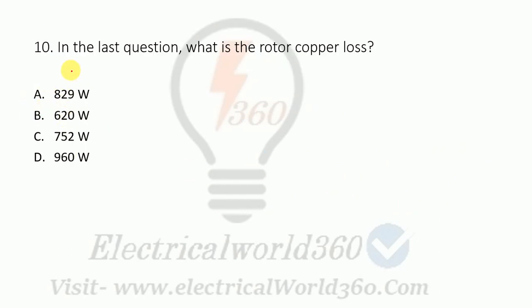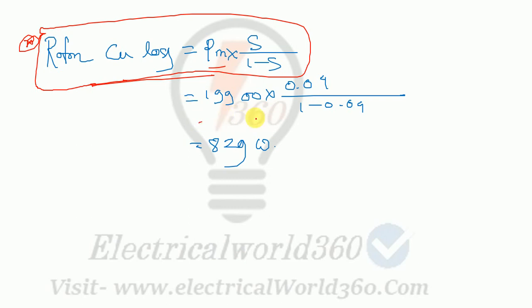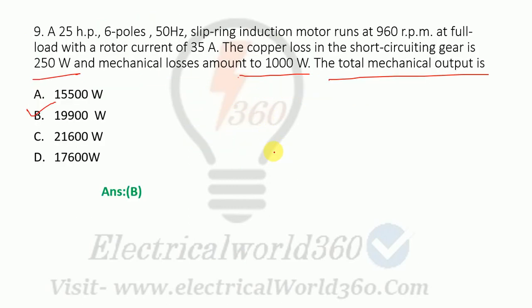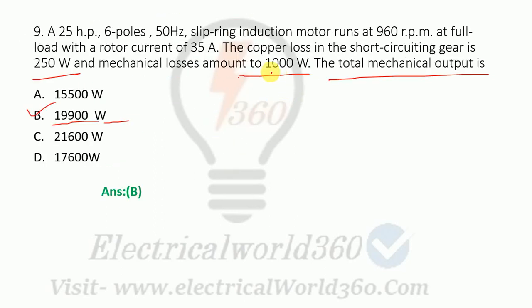This is the question number 10. In last question, what is the rotor copper loss? So as you know, the rotor copper loss is equal to the mechanical power into the slip divided by 1 minus slip. So this is an important formula. So we need to remember this. Okay, so this is the mechanical power. Here you can see the 19900 watt. So 19900, and this is the slip.